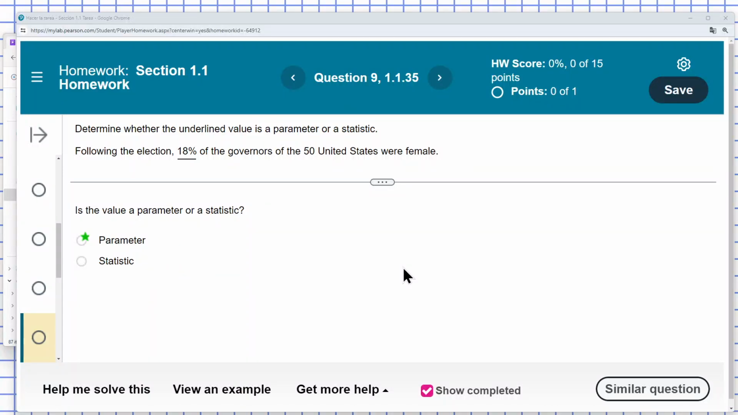Determine whether the underlying value is a parameter or statistic. Following the election, 18% of the governors and 50% of the 50 of the United States were female.